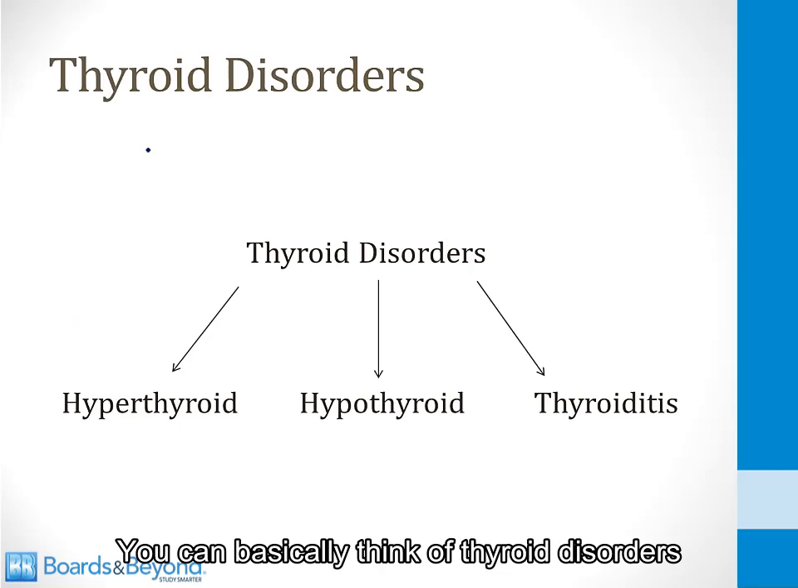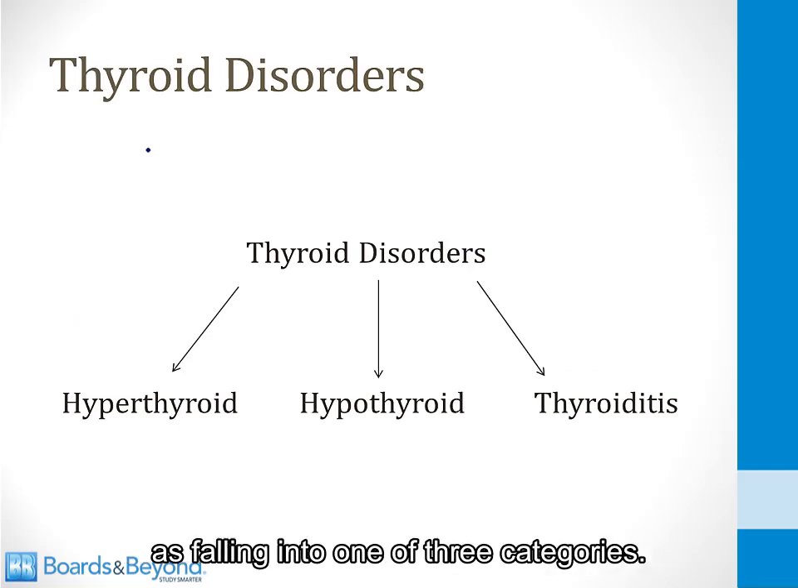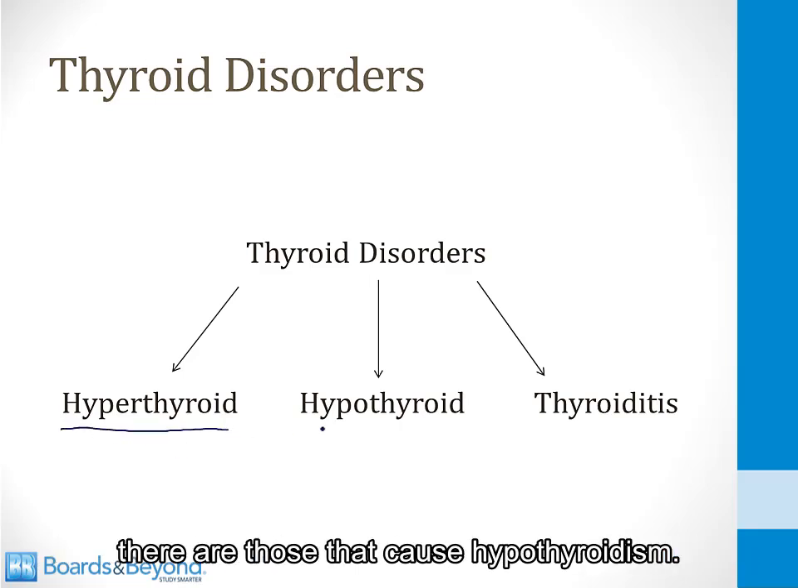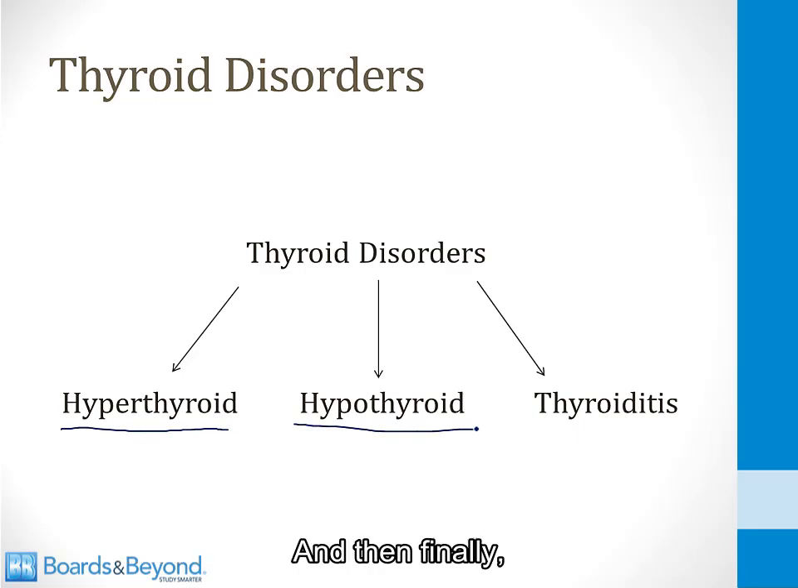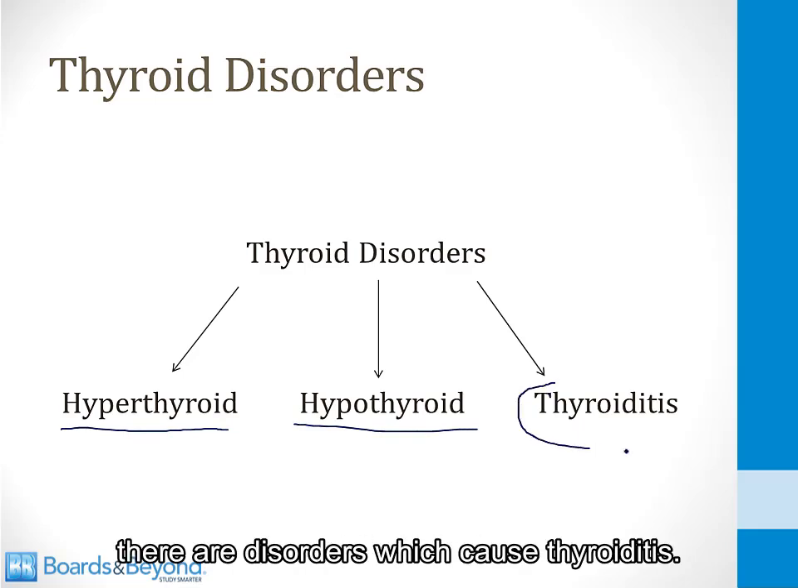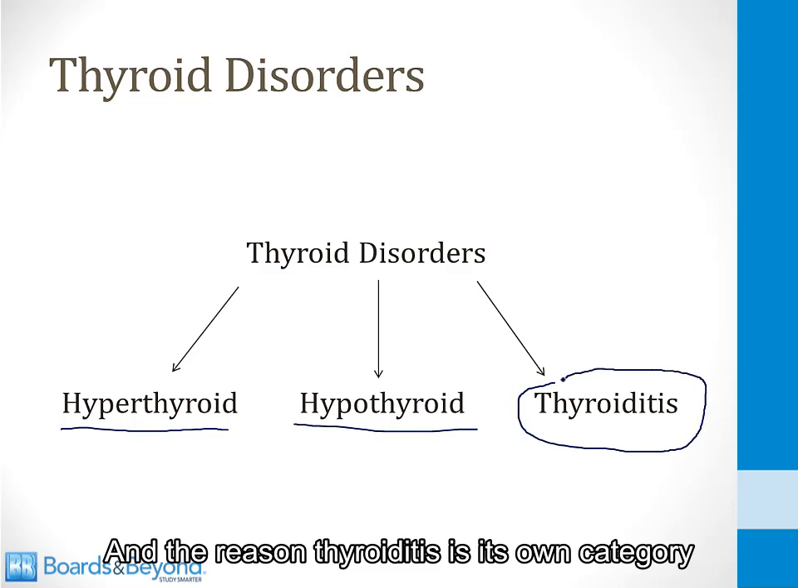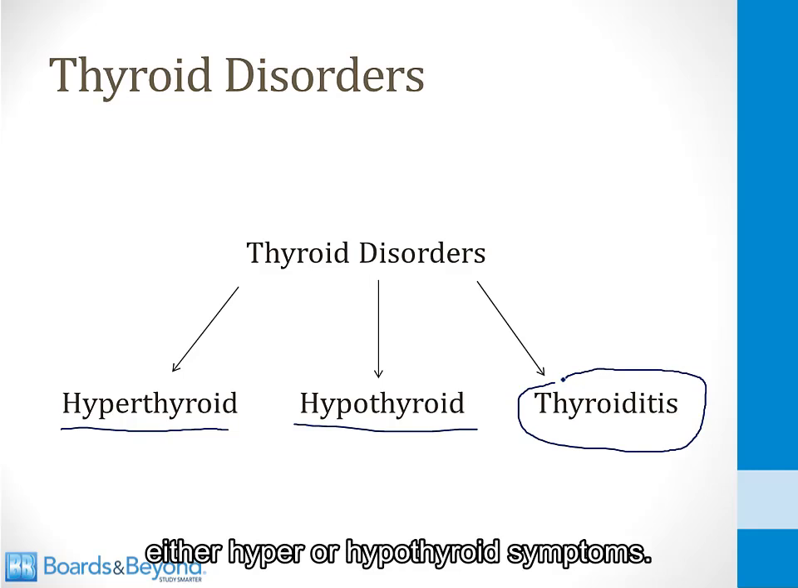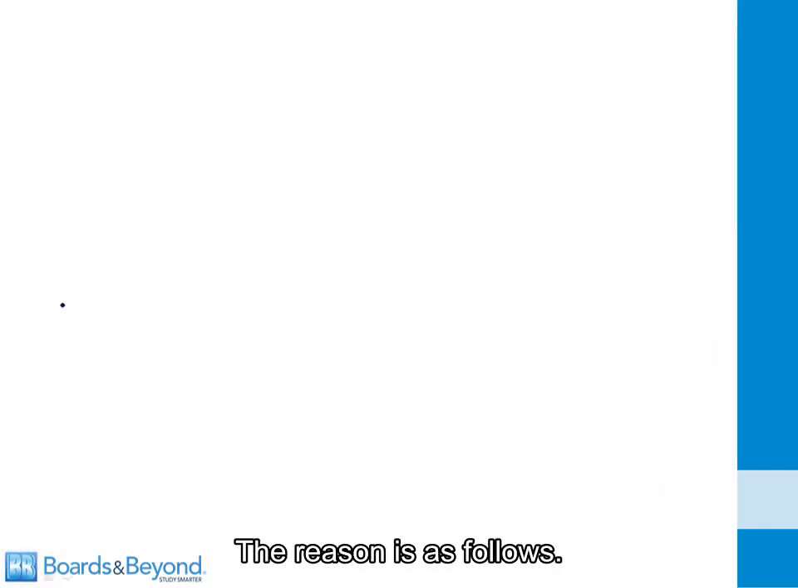You can basically think of thyroid disorders as falling into one of three categories. There are those diseases that cause hyperthyroidism, there are those that cause hypothyroidism, and then finally there are disorders which cause thyroiditis. And the reason thyroiditis is its own category is because thyroiditis can cause either hyper or hypothyroid symptoms. The reason is as follows.